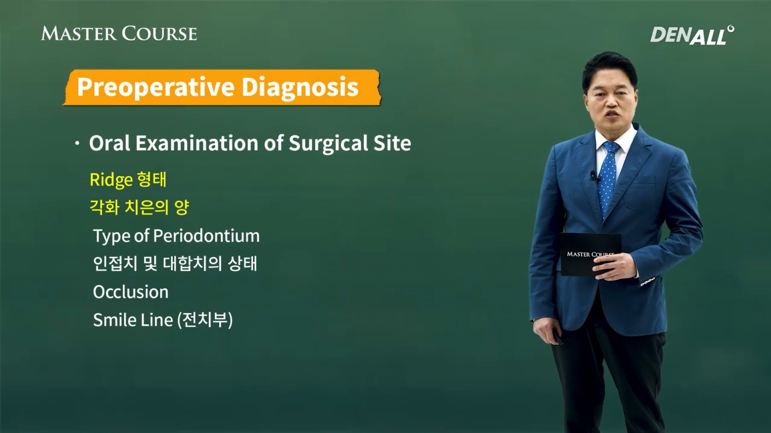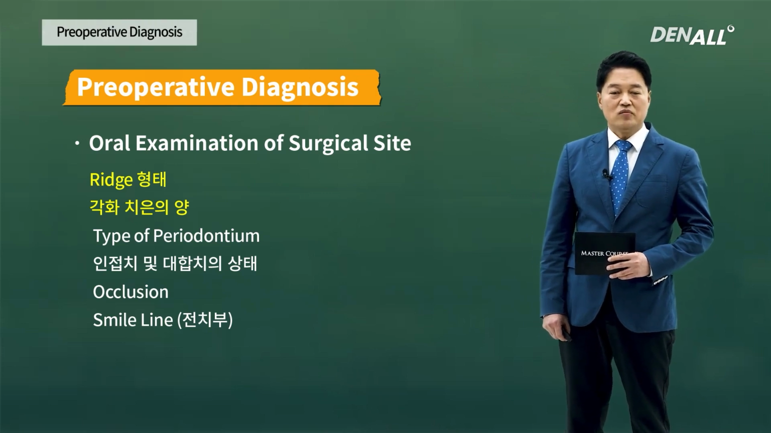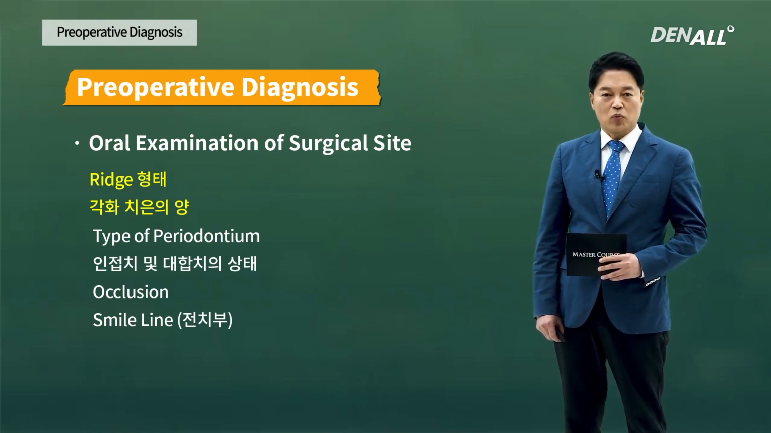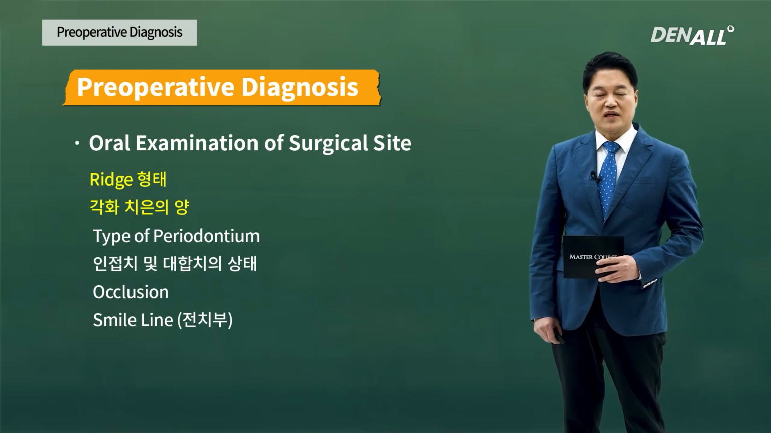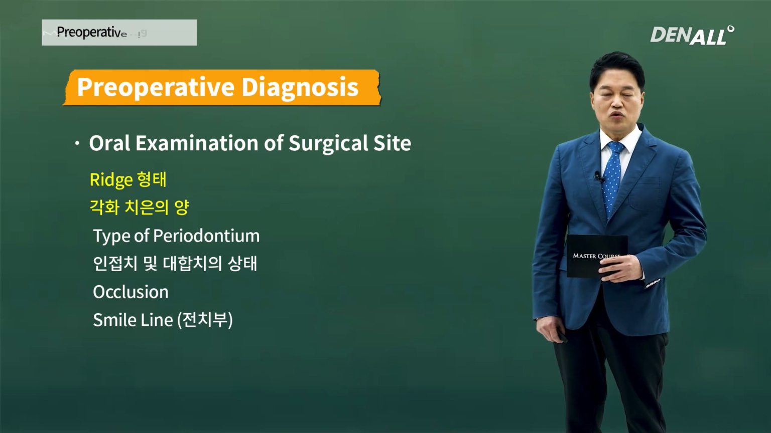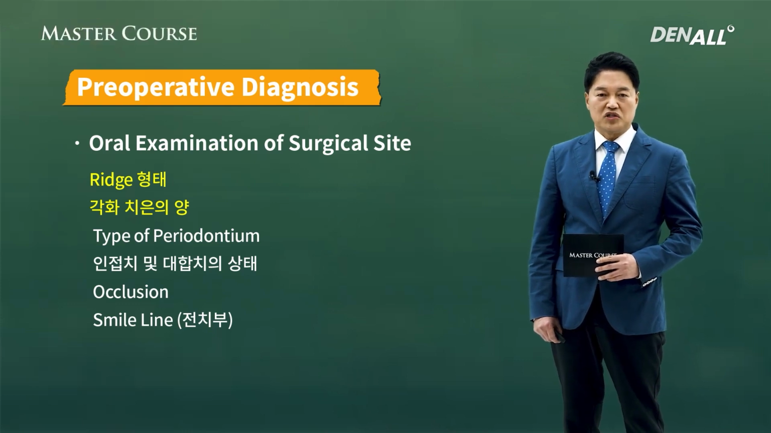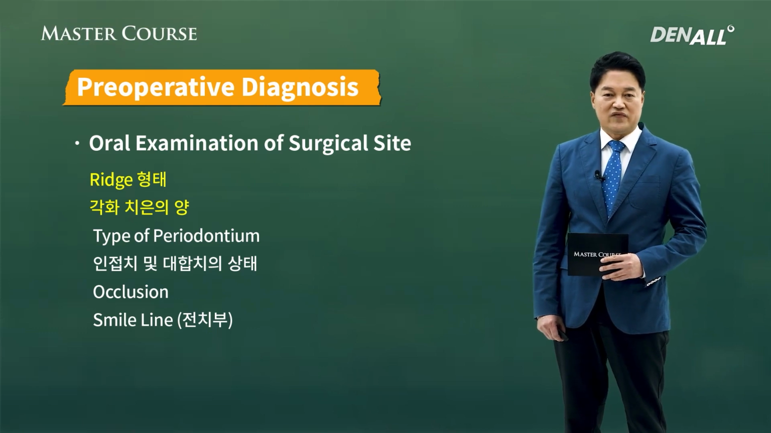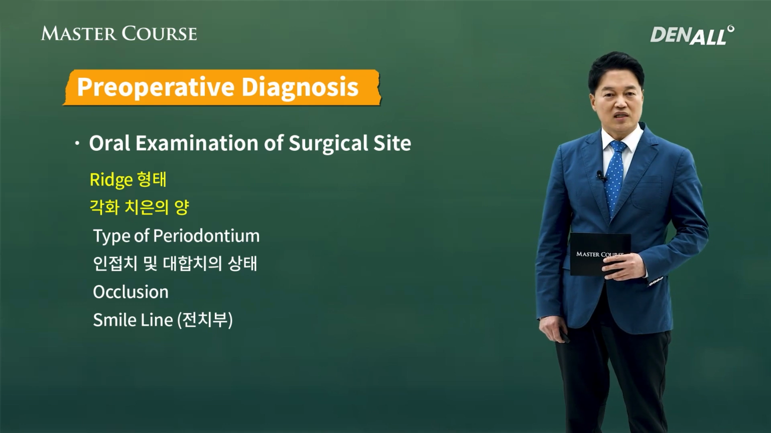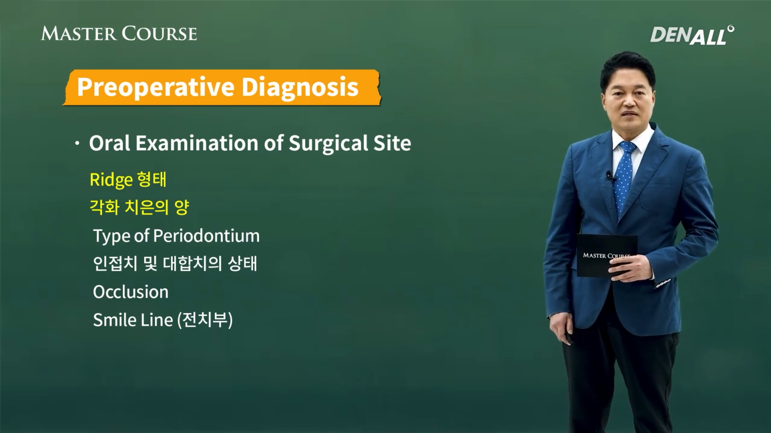In general, when you do oral examination at the surgical site, the points you focus on is ridge shape and keratinized tissue. If there is sufficient ridge amount, it'll be easy, and if there is sufficient keratinized tissue, it'll be easier to treatment and there will be nice prognosis. But if not, GBR or free gingival graft and other complicated procedures may be necessary, so we need to approach it cautiously.